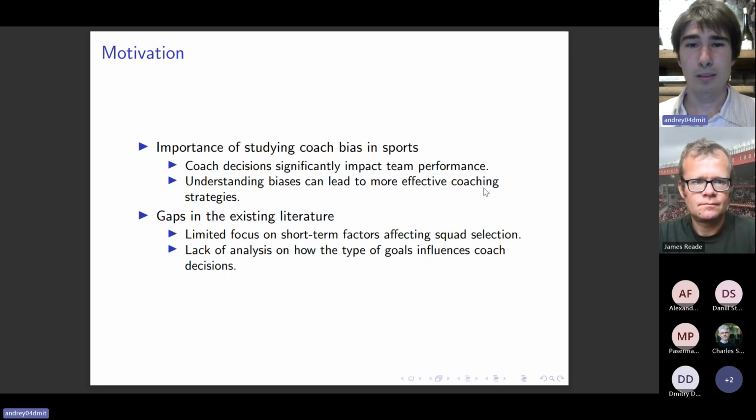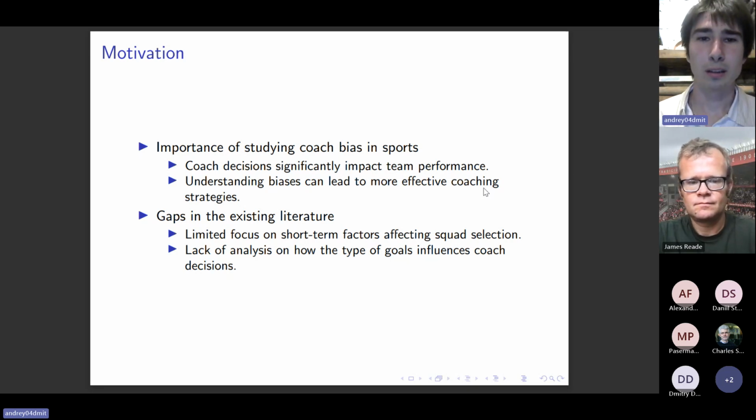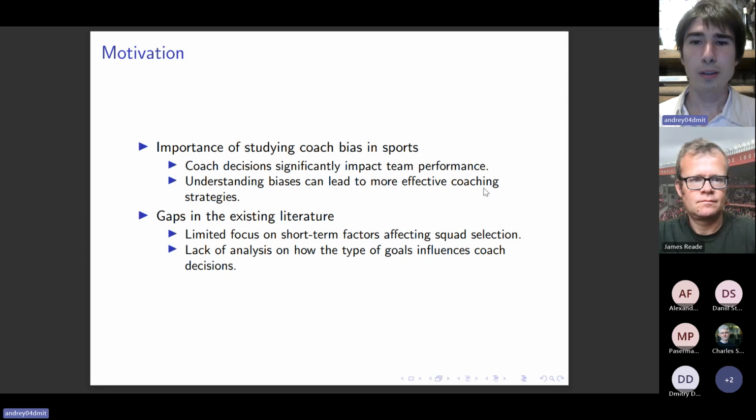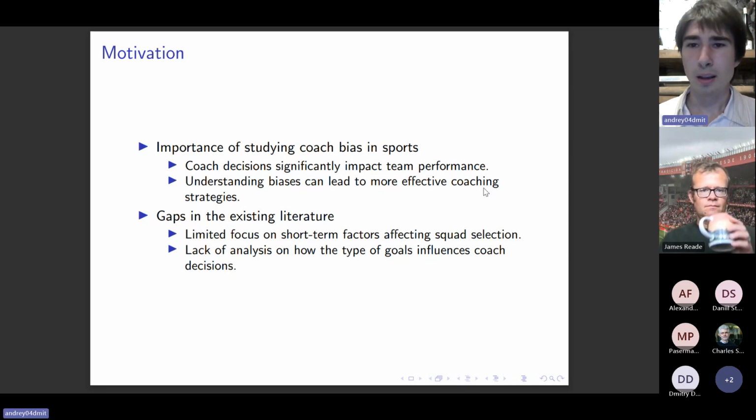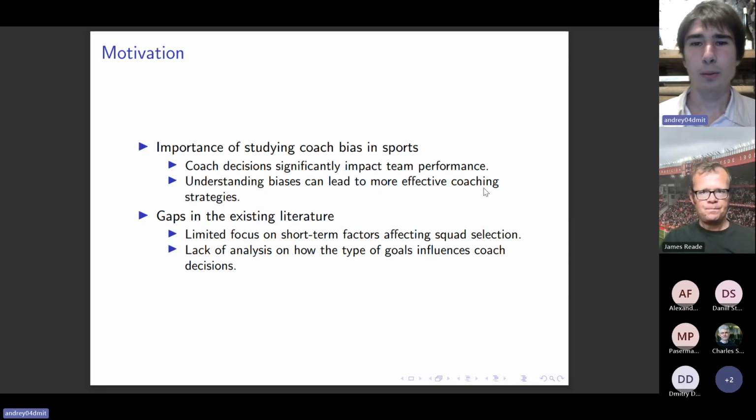There are several gaps in the existing literature. Limited focus on short-term factors affecting squad selection. There are many research papers addressing long-term factors, for example, players' characteristics, team performance within the season, and how it all affects squad selection. And also, there is a lack of analysis of how the type of goals influences coach decisions.